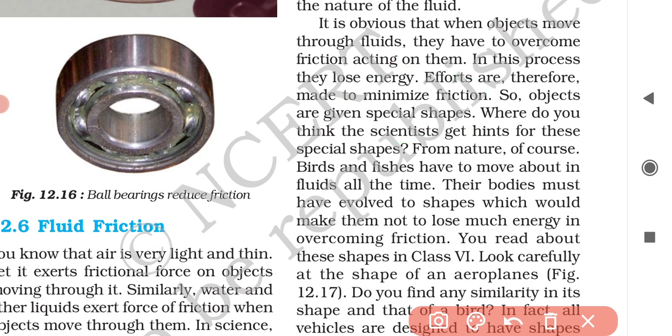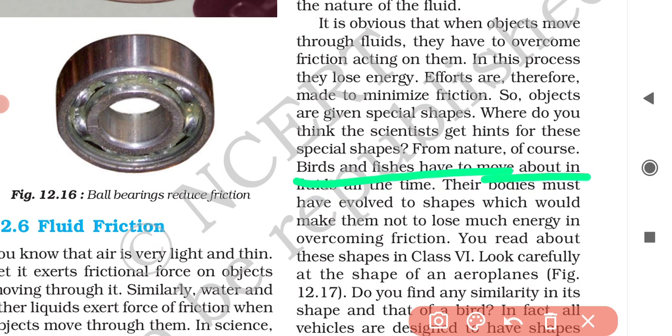Those objects which are moving in fluids have some special shapes. Why? So as to minimize the force of friction, so that they do not lose much energy. They are given special shapes so as to minimize the fluid friction. Where do you think the scientists get hints for these special shapes? From nature, of course. Like birds and fishes.